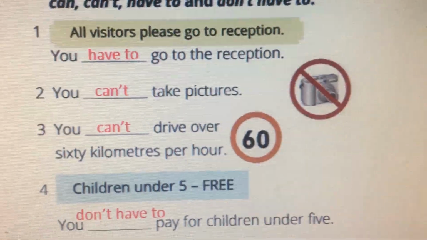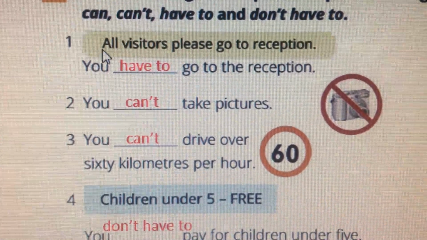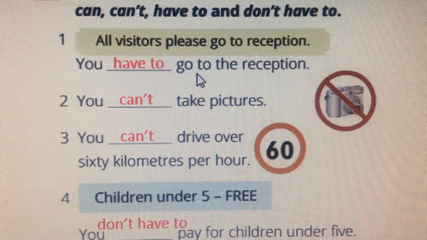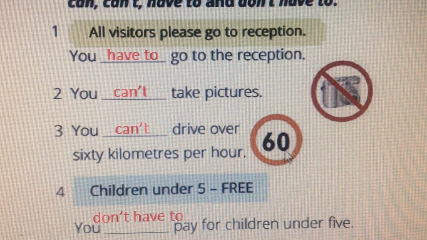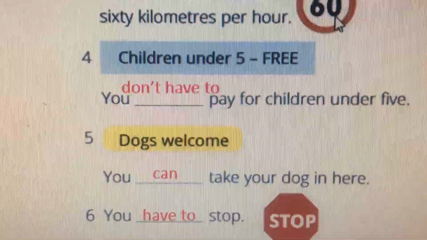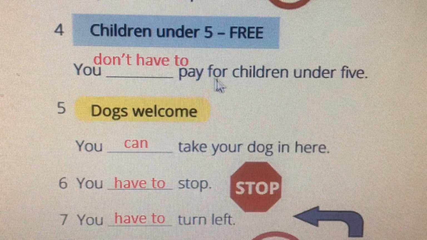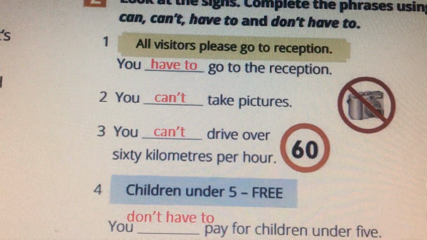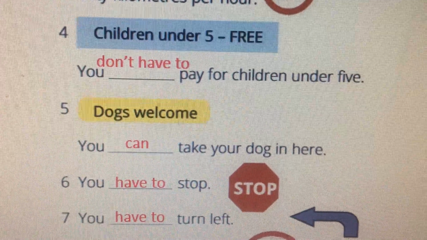Okay, so let's go through those. You have to go to reception because the sign says all visitors please go. So you have to go. Can't take pictures, can't drive. 60 is the speed limit. Children under 5 are free, so you don't have to pay. Okay, you can also write can't, because it's not allowed to pay. So I'll take either one.